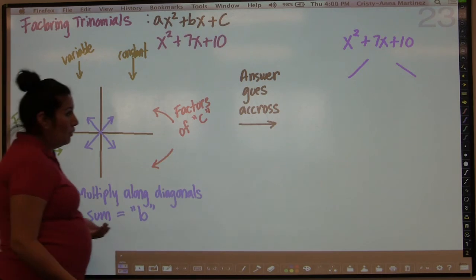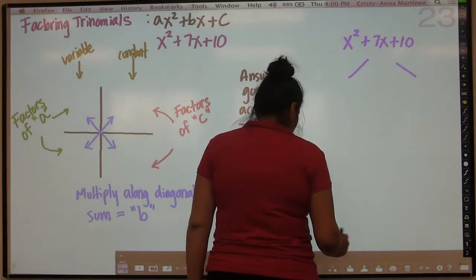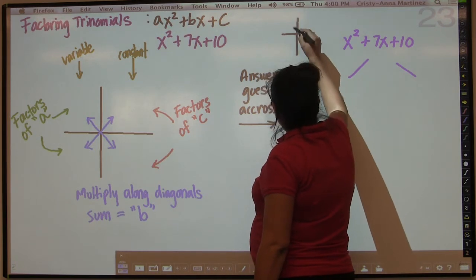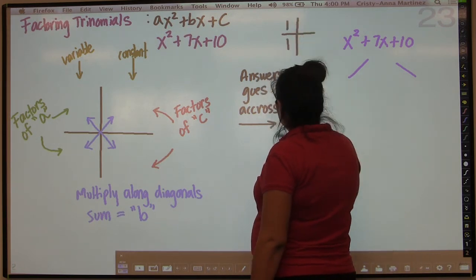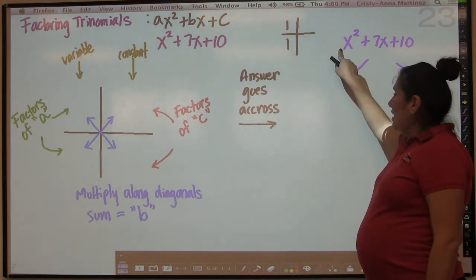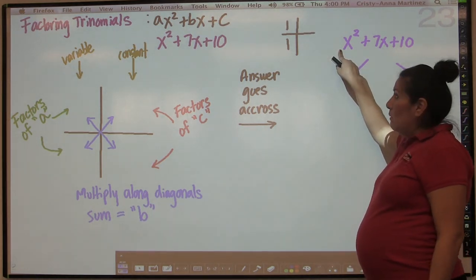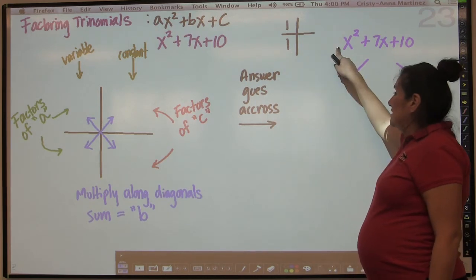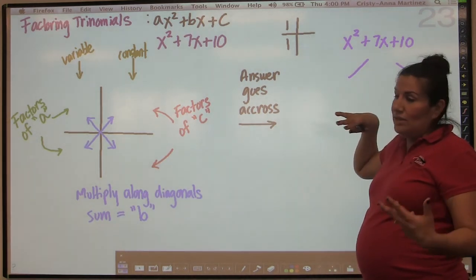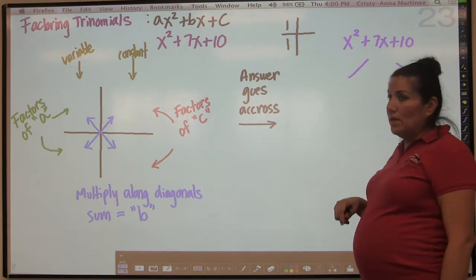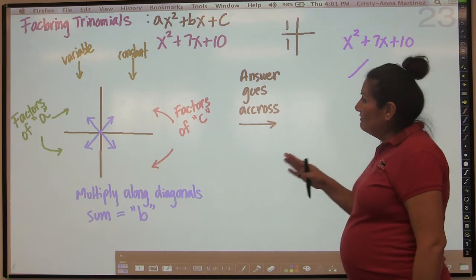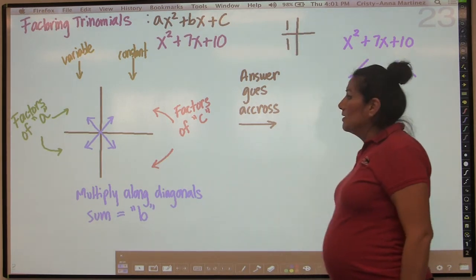That's pretty simple. I'm going to put my little grid over here. The factors of a, in this case, are 1 and 1, because 1 times 1 is 1. If this number had been a 2x squared, then you might want to put a 1 and a 2. Or if it was a 6, you might want to put a 2 and a 3. So it just depends on what the a value is. In this case, the a value is 1. The only factors of 1 are 1 and 1. So on the left side, you put the factors of a.